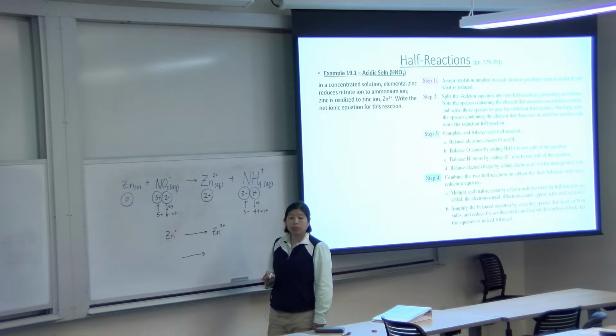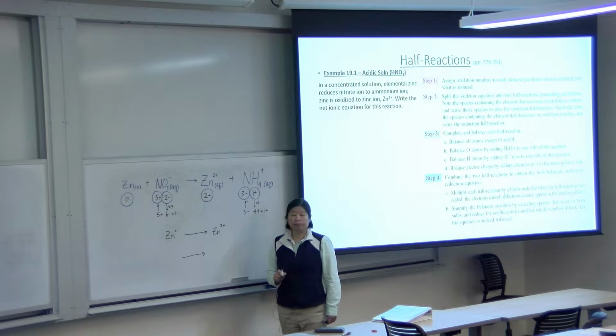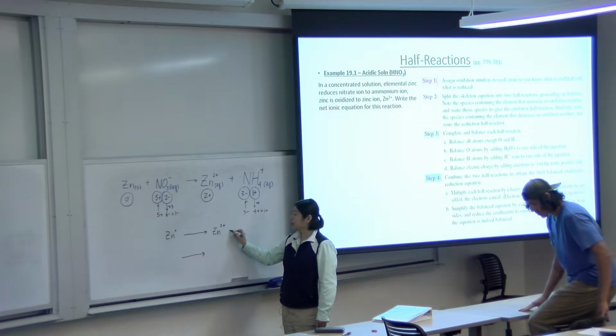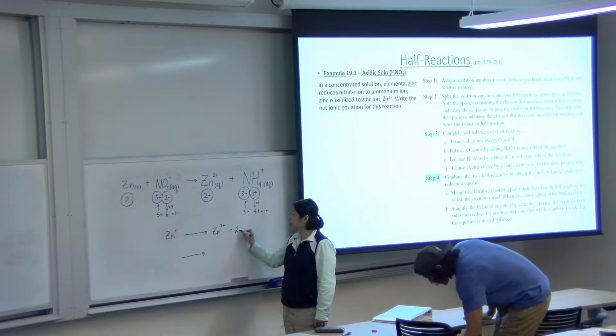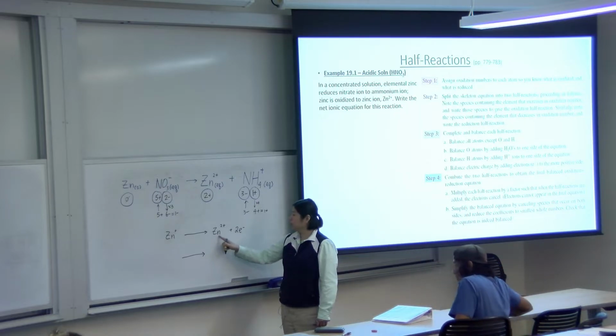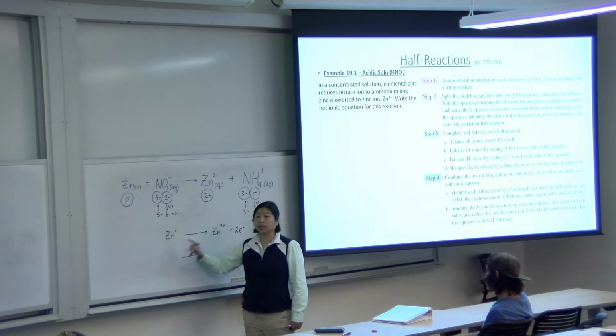And which side should we put the electron? On the right side. How many? For now, 2 plus, or 2 electrons. Because 2 plus, 2 minus should equal 0.